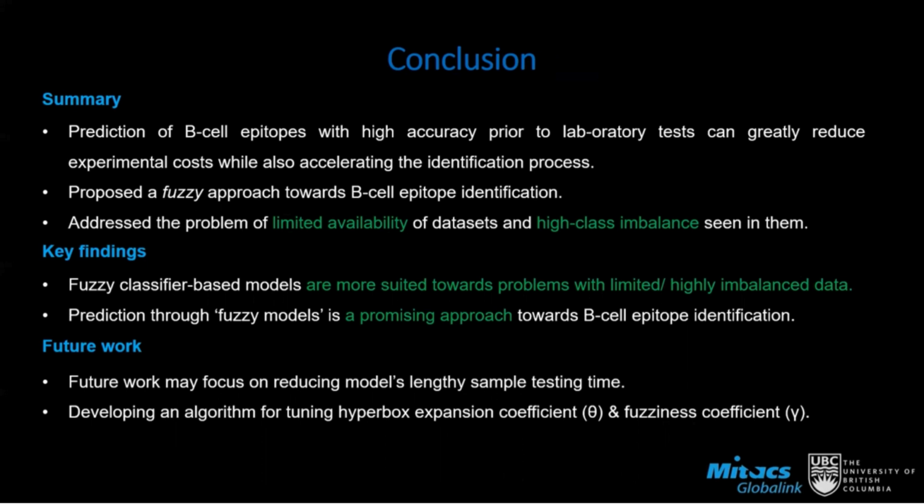In conclusion, we introduced a fuzzy approach for B-cell epitope identification that effectively addresses challenges related to limited data and high-class imbalance. Through extensive experimentation, we demonstrated the model's ability to learn from such datasets. Our results show that fuzzy models are especially suited for imbalanced, low-data problems. Future work could focus on reducing the sample testing time and developing algorithms to automatically tune the hyperbox expansion coefficient and fuzziness control parameters.